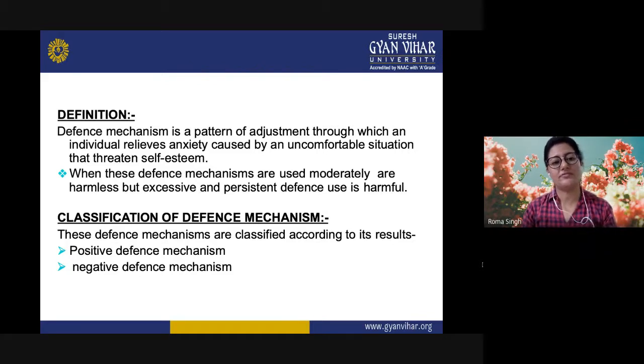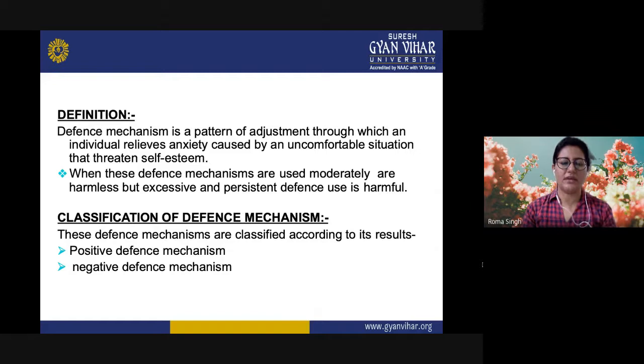So when these defense mechanisms are used moderately, they are harmless, but if excessive and persistent defense is used, then it turns into a harmful effect on ourselves. So let us take a look at the classification of defense mechanism.